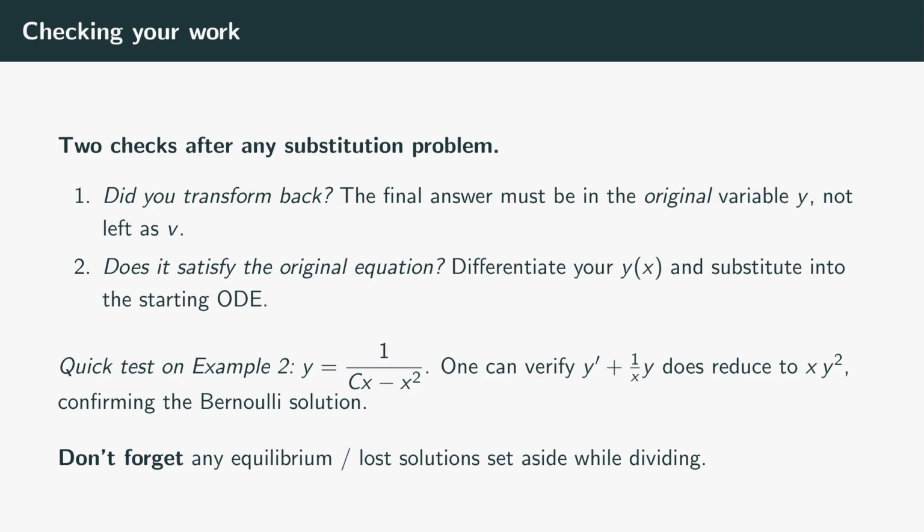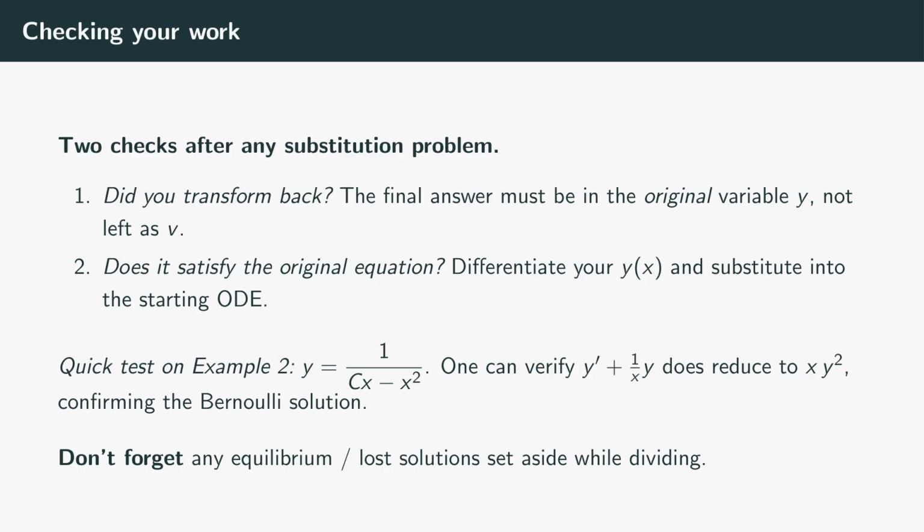Finally, two checks that should become reflex after any substitution problem. First, did you actually transform back? It is easy to solve the easy equation for v and then forget to return to the original variable. Your final answer must be expressed in terms of y, not left sitting as v. That one undone step is the single most common error in these problems.